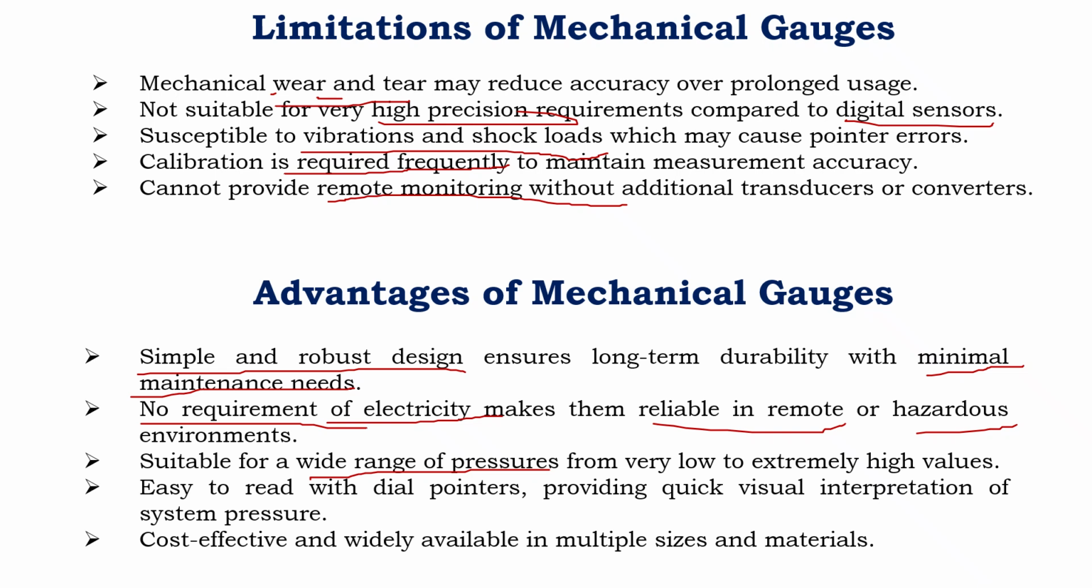It is also easy to read with dial pointers. Only the dial pointer is there, so it is a visual representation. We get to know approximately what the value is. We don't know the accurate value, but we get the approximate value, and it is very cost effective and widely available compared with digital or electronic sensors. So there are advantages and limitations of using mechanical gauges, but many industries are changing towards electronic pressure gauges, while local and small scale industries still use mechanical gauges.